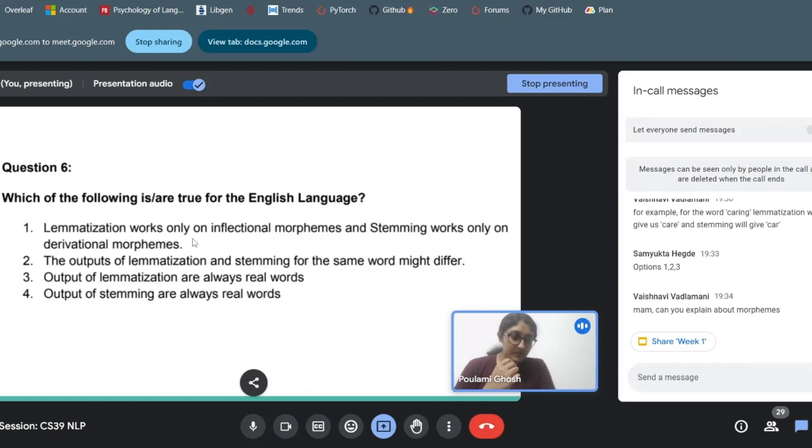Ma'am, can you explain about morphemes? Yeah, sure. I'll explain about morphemes.